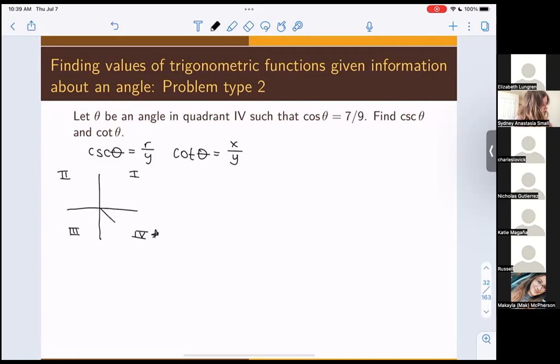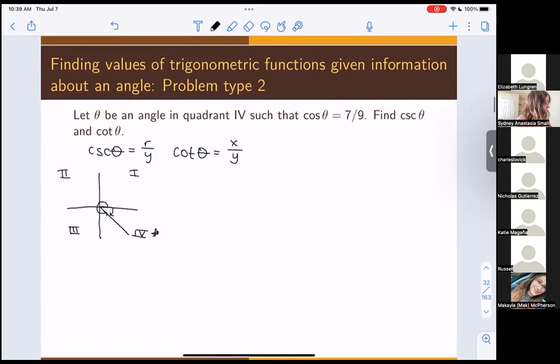So we have some angle theta. We don't know how we got to theta. We could have started with our initial ray right here and gone all the way around like this. It could have been a negative angle where we went down like this. We could have done a loop-de-loop 5 times and somehow still landed at this ray. It does not matter how we got to this ray. All of the values of the trigonometric functions will be the same.